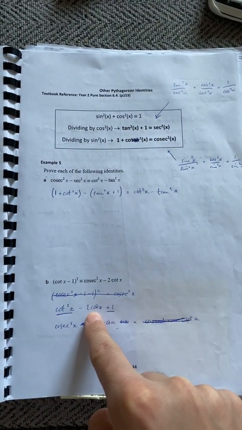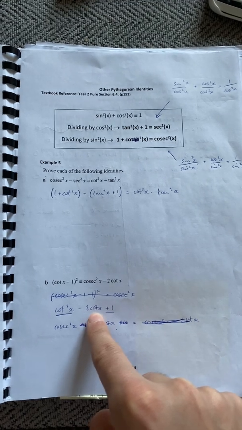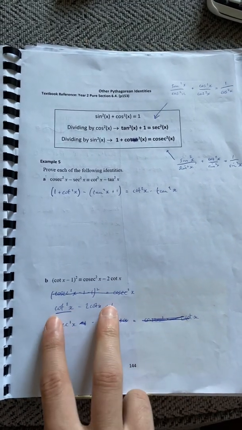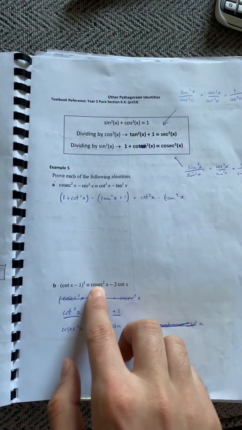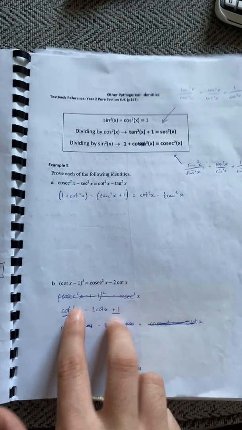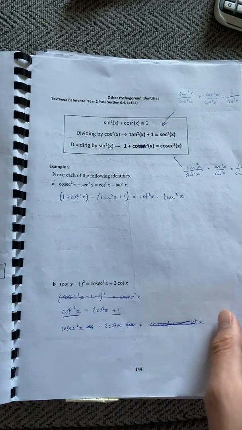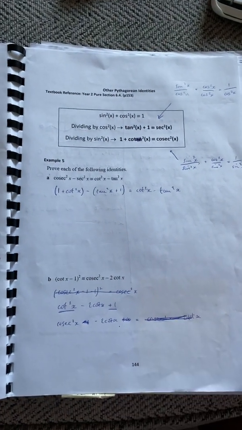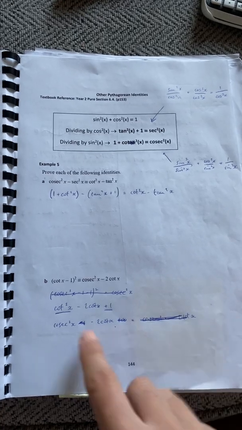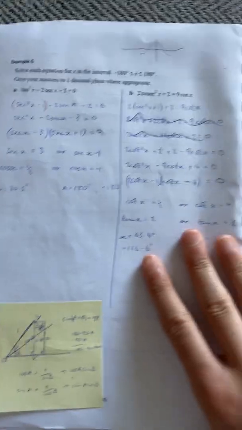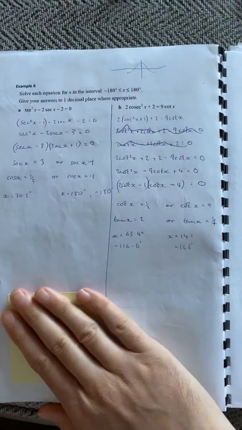Now, minus 2 cot x is in the answer, so I'm looking at the cot squared x add 1 to try and get to the rest basically, to try and get the cosec squared x, and cot squared x add 1 is equal to cosec squared x. So we get to that answer straight away. Turn over then, just ignore that.